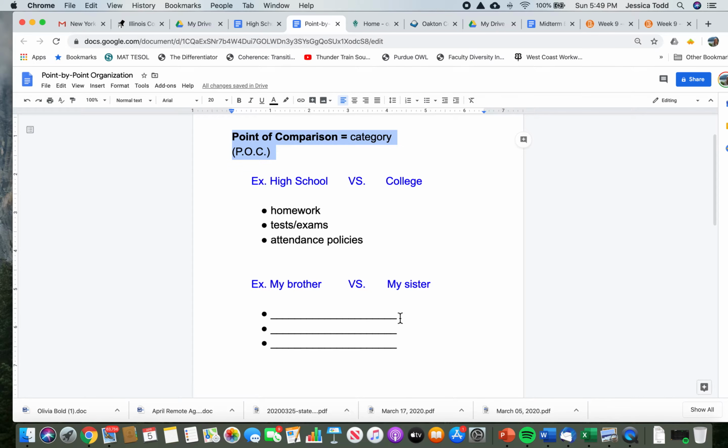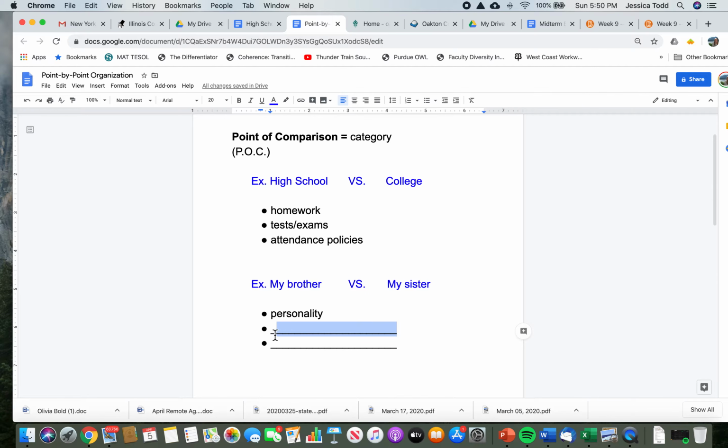Okay, so here are my answers, and yours might be different, and that's okay. I actually have a brother and a sister, and I think my brother and sister are quite different. So my points of comparison are, number 1, personality, because my brother is more reserved and more shy, maybe quiet, and my sister is very loud and loves to talk to people and she hates being alone. So they're kind of opposites in personality.